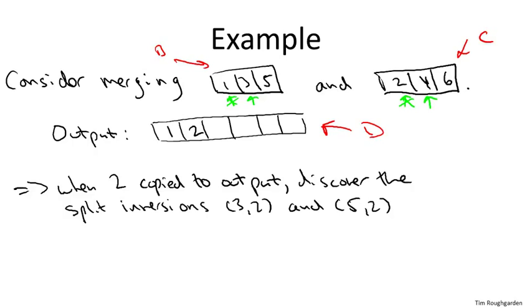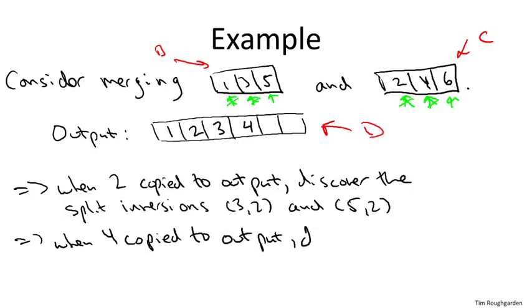So what happens next? Well, next we make a copy from the first array, and we sort of realize that nothing really interesting happens when we copy from the first array, at least with respect to split inversions. Then we copy the 4 over, and yet again we discover a split inversion, the remaining one, which is 5, 4. Again, the reason is, given that 4 was copied over before what's left in B, it's got to be smaller than it, but by virtue of being in the rightmost array, it's also got to have a bigger index, so it's got to be a split inversion. And now the rest of the merge subroutine executes without any real incident.